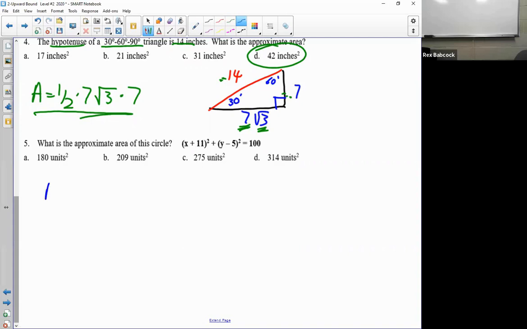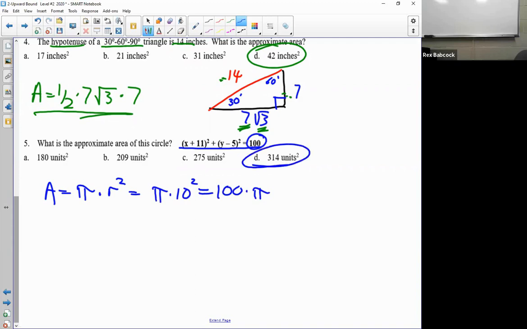Okay, let's see if we agree. Area equals pi times radius squared. It's completed squared, so I know that's the radius squared, so the radius is 10, so I have pi times 10 squared, which is going to be 100 times pi. Pi is 3.14. The approximate answer rounded off to the nearest whole unit is 314 square units.